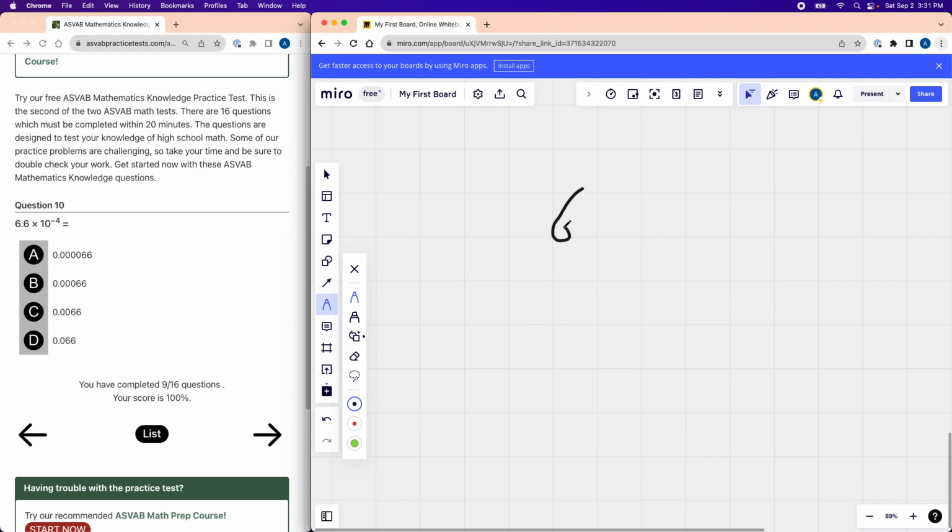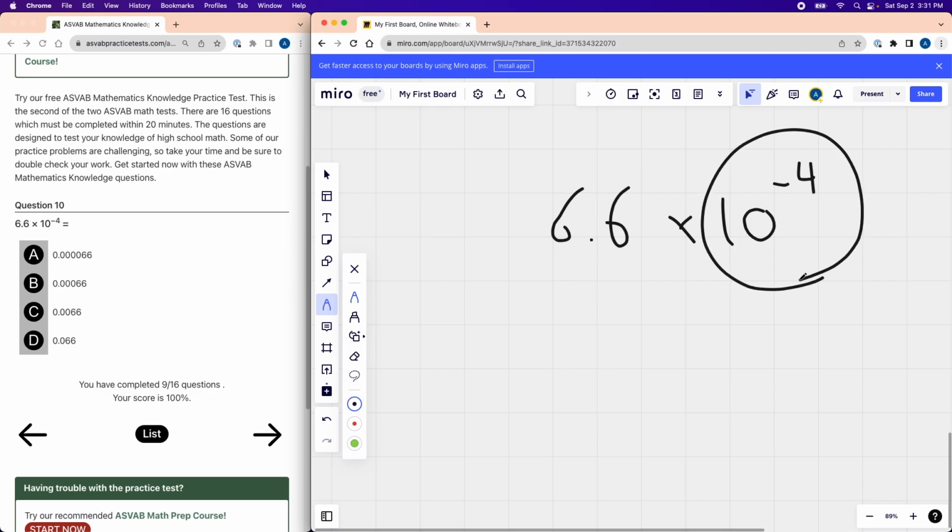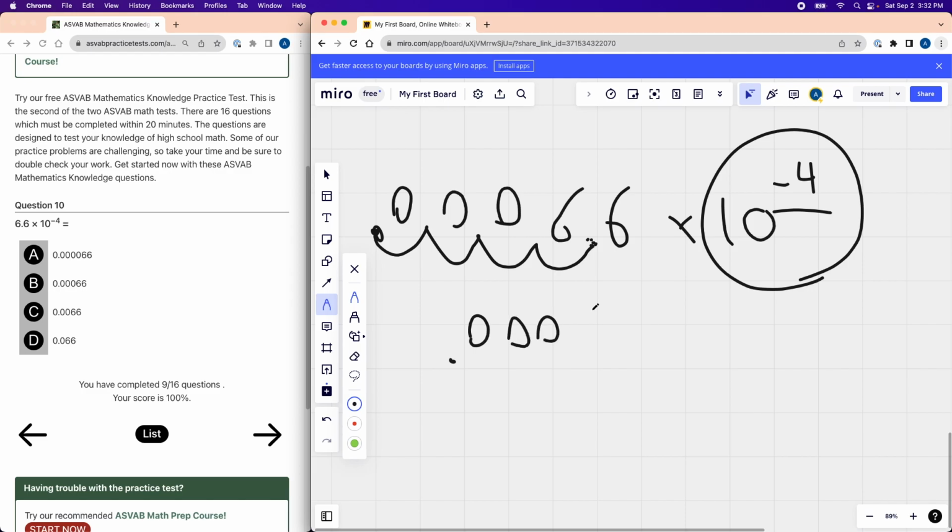Let's see here. So we're given 6.6 times 10 to the negative 4th. Whenever you're multiplying something by 10 to a negative exponent, all that means is we are going to take this decimal place and move it over 4 spots. In this case, negative 4 spots. So instead of going this way, we're going to be going this way. So 1, 2, 3, 4. Our decimal place is now here. We need to fill in all these bubbles here with zeros. So our final answer is going to be 0.00066, and that will be our final answer.